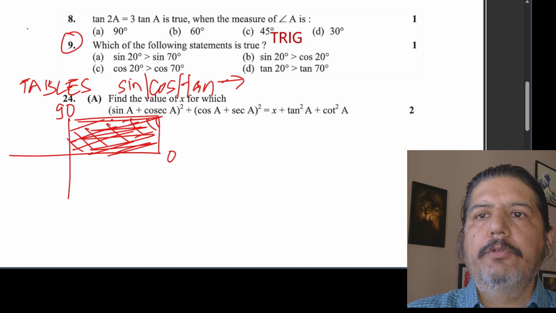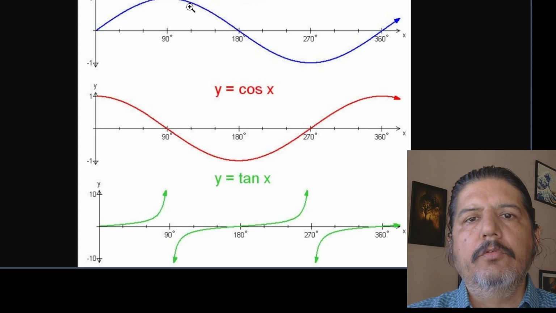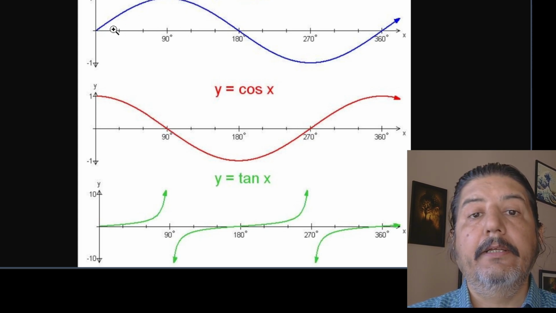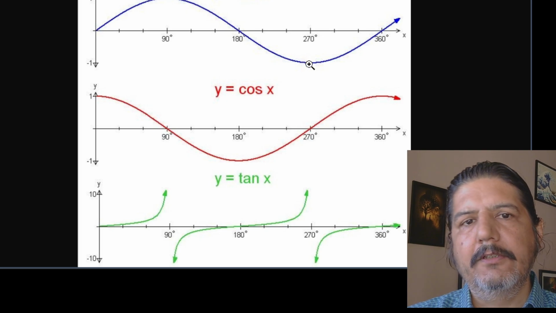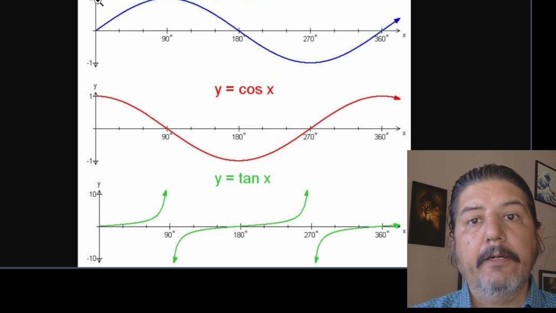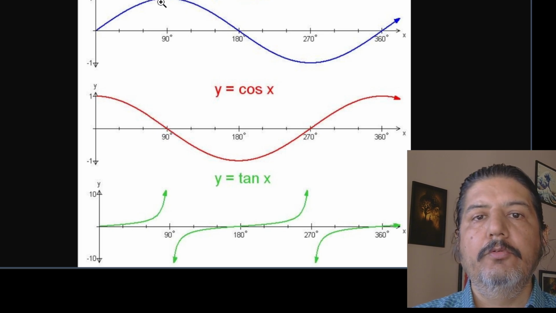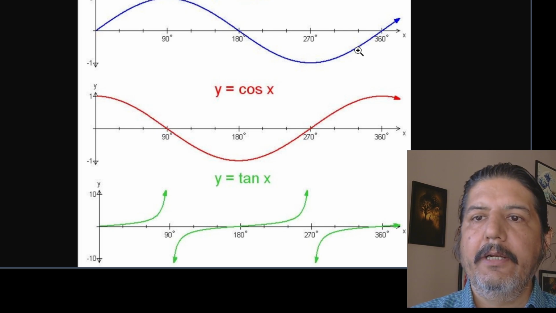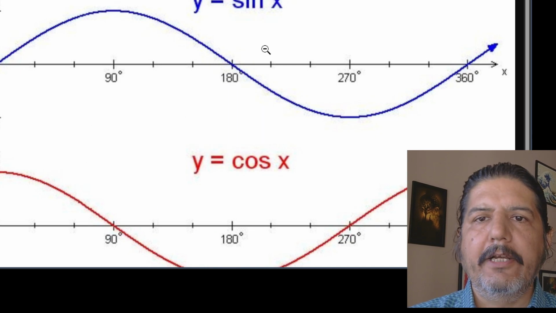So let me show you the graphs of sine, cos and tan. This is how the graphs of sine, cos and tan look like. From 0 to 90 degree, the sine graph is increasing. From 90 to 180 it decreases, 180 to 270 it is negative, and 270 to 360 degree again it is negative. But the value of sine is between 1 and minus 1. So it increases from 0 to 1, from 1 to 0, from 0 to minus 1, from minus 1 to 0. This is how the graph of sine looks like.